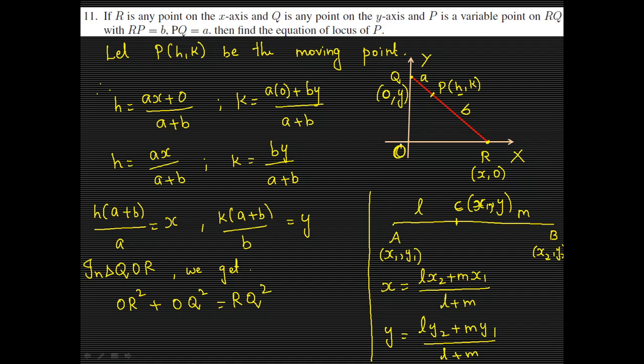What is OR? The distance from the origin to R, that is X. So you can write this as X square plus OQ, the distance from the origin to Q, that is Y square, which is equal to, what is the length of RQ? We know that PQ is equal to A, and RP is equal to B, so we have to add these two. So that is A plus B the whole square. This is the equation that we are getting, and we have to substitute this X value and Y value in this equation in order to get the locus of P.